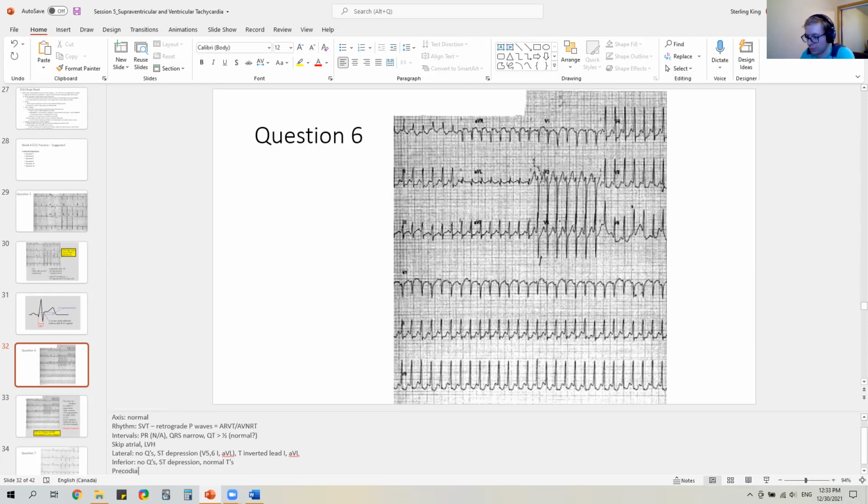So precordials. Q: it looks like there's a little R before that one. This one looks like it has an R, so there's no Qs. And let's take these next guys. No, it's got an R, that's got an R. So no Qs. ST changes. Looks like this could be elevated here.